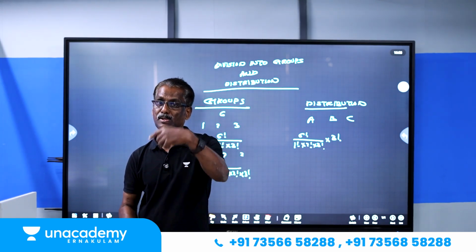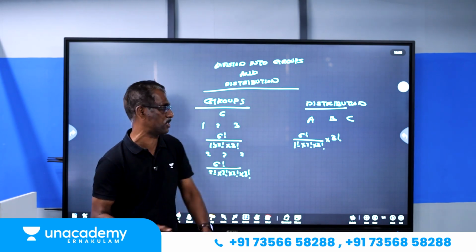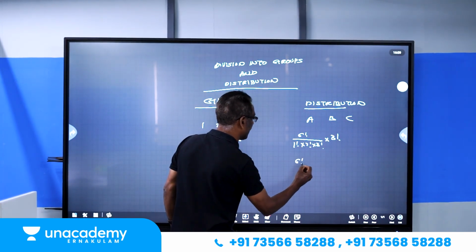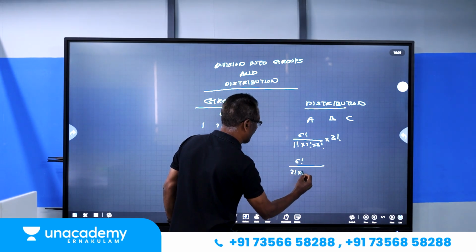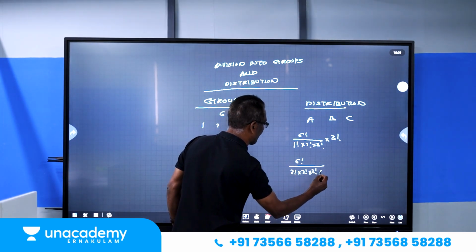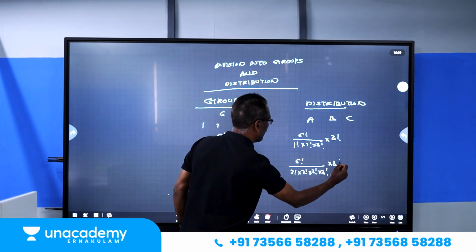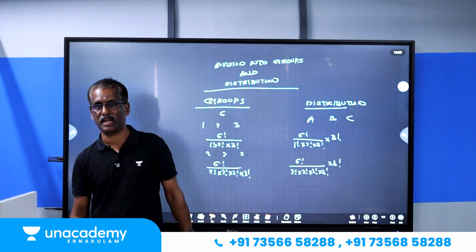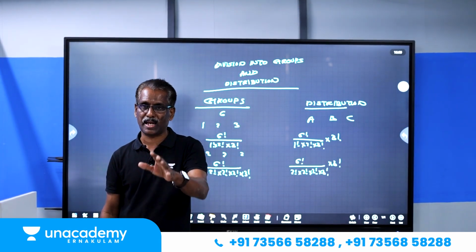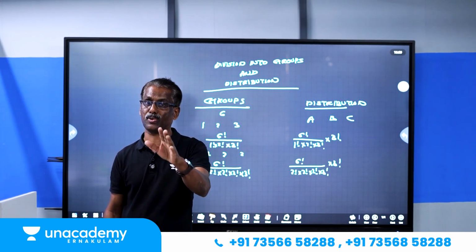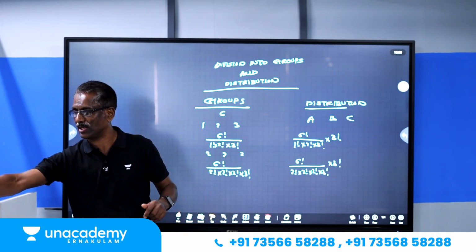Sending these 3 groups into 3 locations, in how many ways? The answer is 6 factorial divided by 2 factorial into 2 factorial into 2 factorial into 3 factorial into 3 factorial. That is the answer. So that is the case of division into groups. Or think of a practical situation.